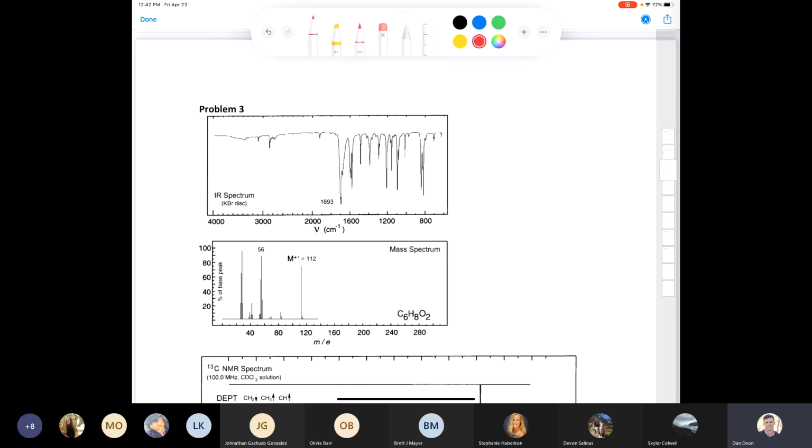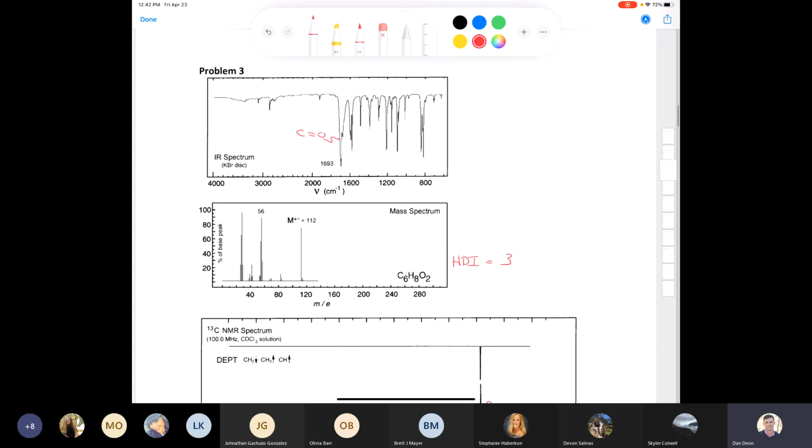What else? I don't have a whole heck of a lot up here in my IR, do I? It's kind of like a wasteland up there. But I do have a strong absorbance here around 1700 roughly. So this is probably a carbonyl. And if I look at my molecular formula, C6H8O2, my HDI or my U is equal to 3. So I have 3 units of unsaturation.